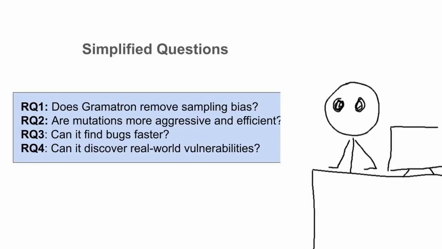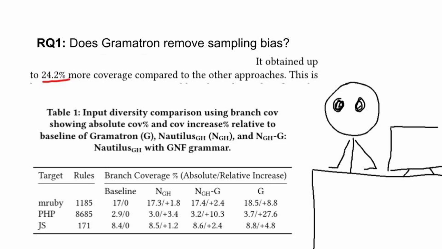1, does Gramatron remove sampling bias? 2, are mutations more aggressive and efficient? 3, can it find bugs faster? And 4, can it discover real-world vulnerabilities? Alright, starting with the first research question, does Gramatron remove sampling bias?